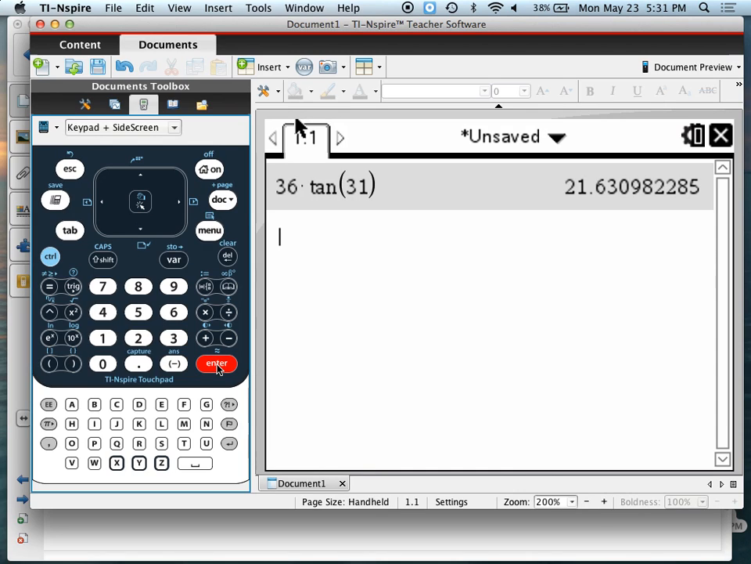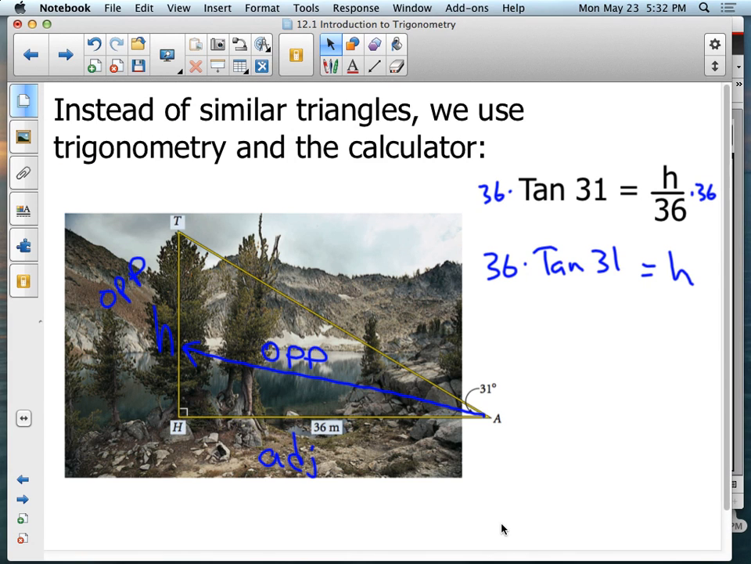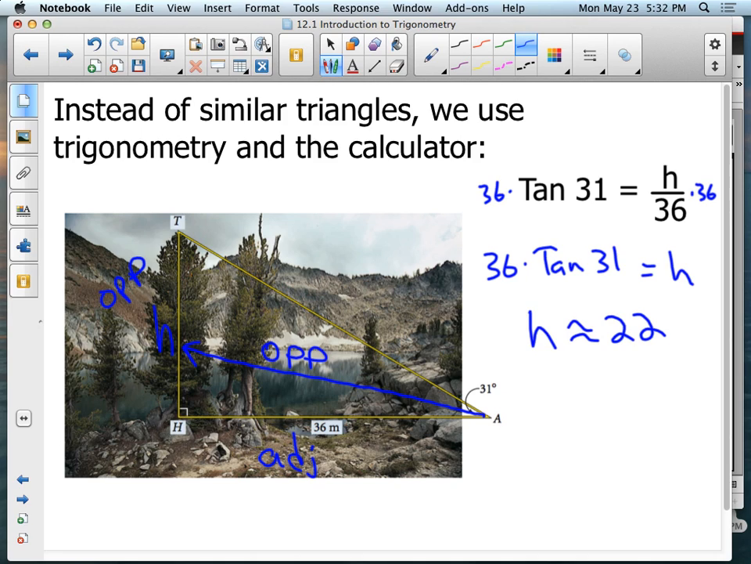And I got about 21.63, so we're going to round that to 22. And that's about the same answer we got. Notice that we got exactly 21.6 before because we said that it was about 31 degrees. When the angle is exactly 31, it's not exactly a 3 to 5 ratio, but it's really, really close. So h is about 22, so the height of the tree is 22 meters, the answer we got. No similar triangles here. We're doing trigonometry.